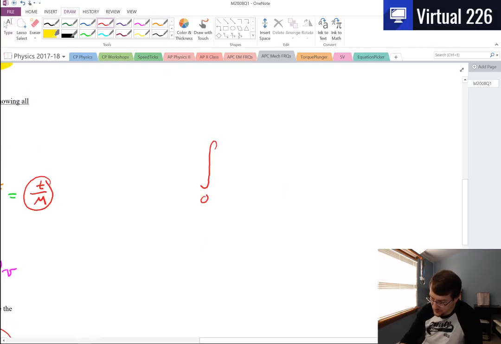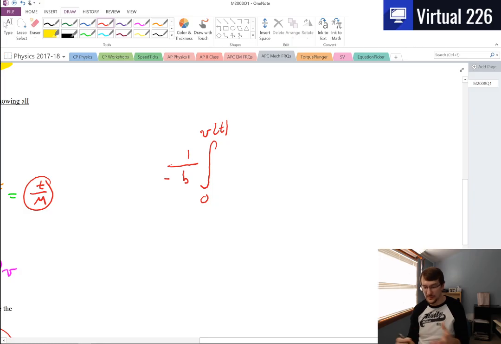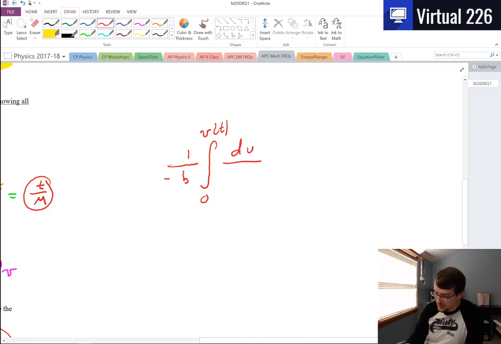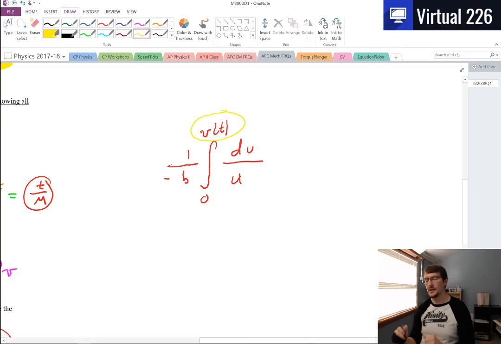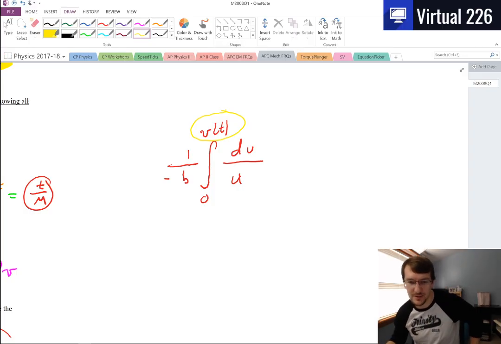So what this integral is going to look like is the integral from 0 to vt. I'm going to have a 1 over minus b on the outside because I need to keep that term there. And then I'm going to have du over u. And technically, if you're into math and whatnot, we should have replaced this bound right here. I like shifting everything back out of the u term once I'm done with it, so that's why I don't do that. But if you like doing that, so be it, do your thing.